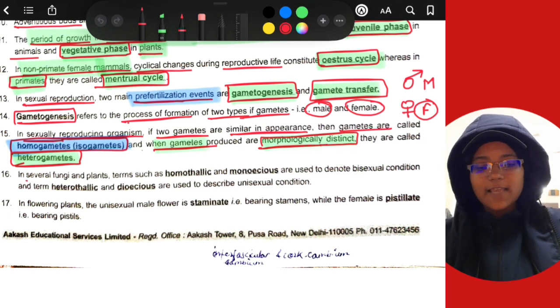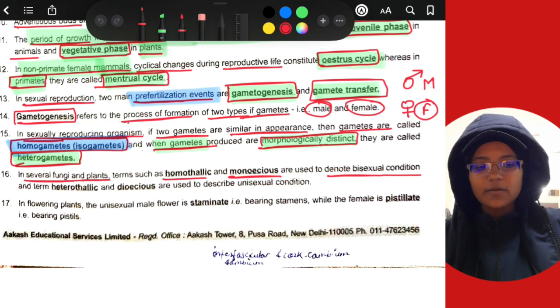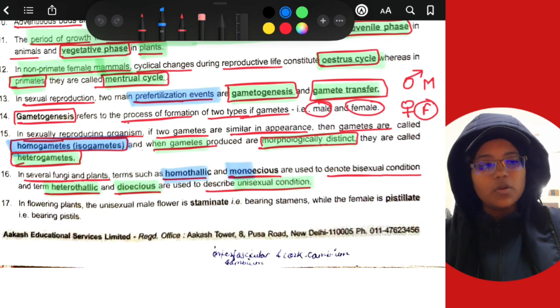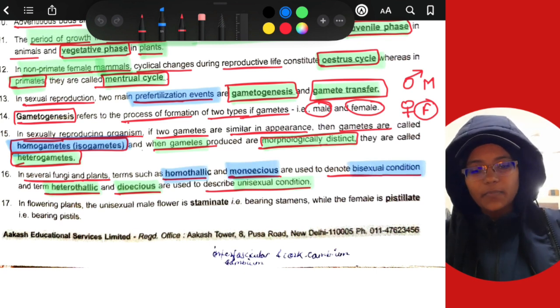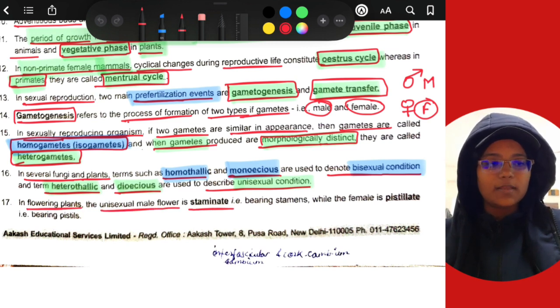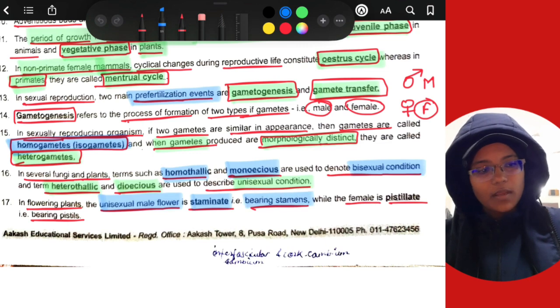In several fungi and plants, the terms homothallic or monoecious are used to denote the bisexual condition, and the terms heterothallic and dioecious are used to describe the unisexual condition. In flowering plants, the unisexual male flower is staminate, bearing stamens, while the female is pistillate, bearing pistils.